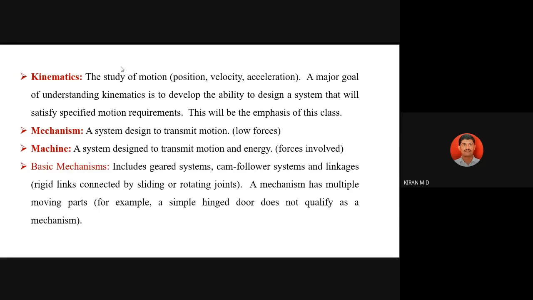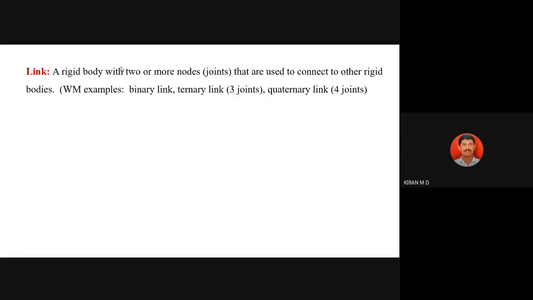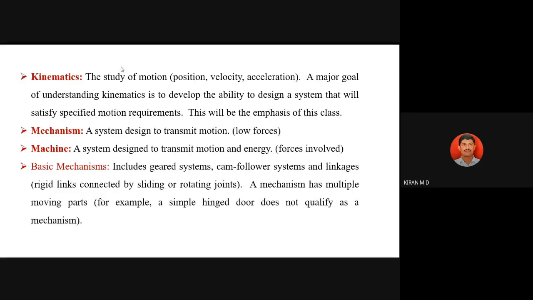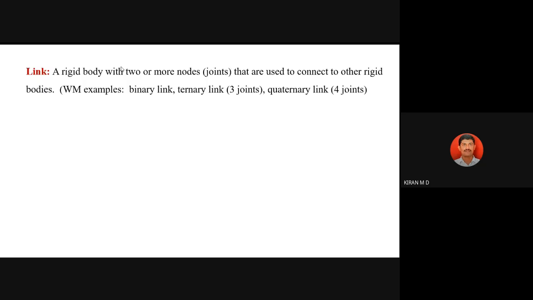For example, a simple hinge door doesn't qualify as a mechanism. Mechanisms include the four bar mechanism, slider crank mechanism, cam and follower mechanism, and gears are also one type of mechanism. These are the different types of mechanisms. When we come to the mechanism, the basic parameter is the link. A link is a rigid body with two or more nodes or joints, which is used to connect other rigid bodies.